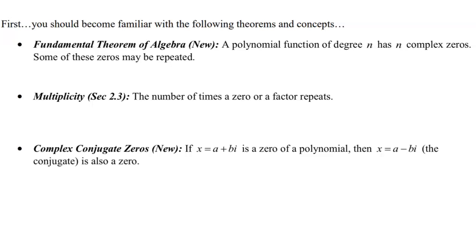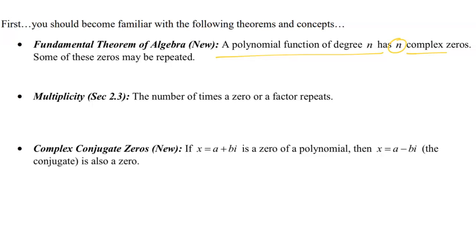First, the fundamental theorem of algebra, a very important theorem that says if a polynomial function is of degree n, it has exactly n complex zeros. Now what that means is that some of the zeros might be real, some of them might be imaginary, and some of them might be repeated, meaning they have a multiplicity that's bigger than 1. But all together, the number of zeros has to add up to whatever the degree of the polynomial is.